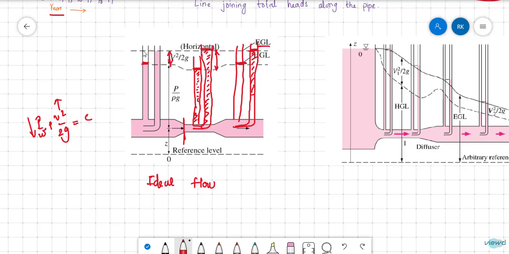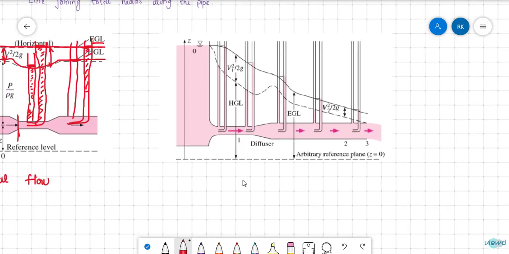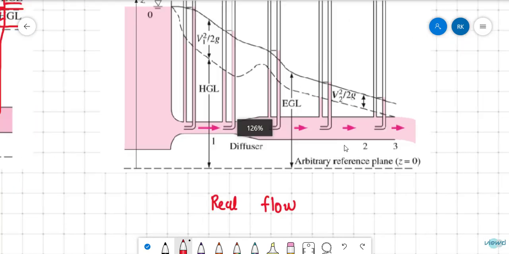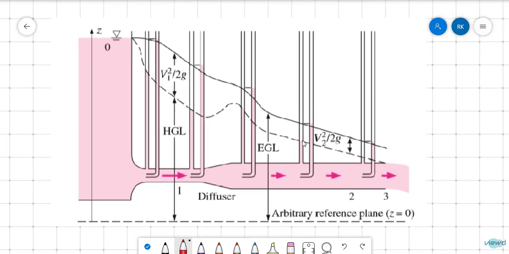So joining all these points gives us the energy gradient line. Joining all these points gives us the hydraulic gradient line. This is for ideal flow. Then what is for real flow? For real flows, let me zoom in a bit. So what is for real flows?